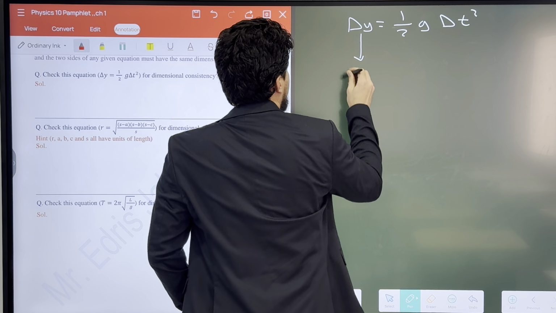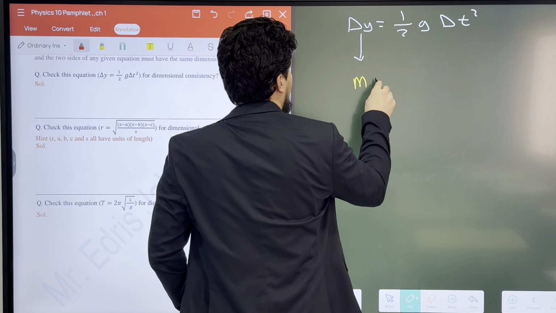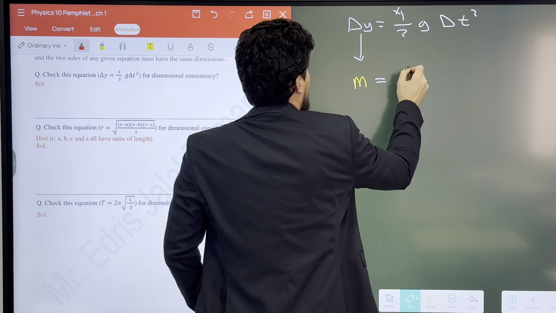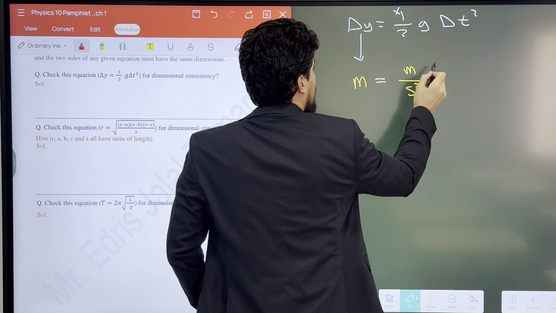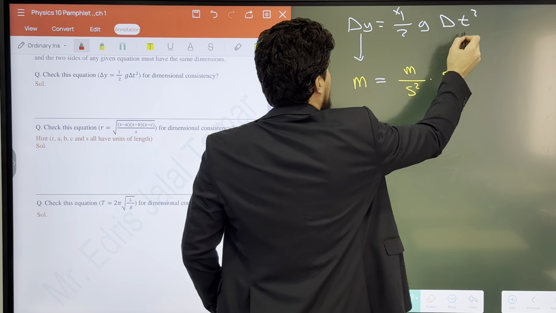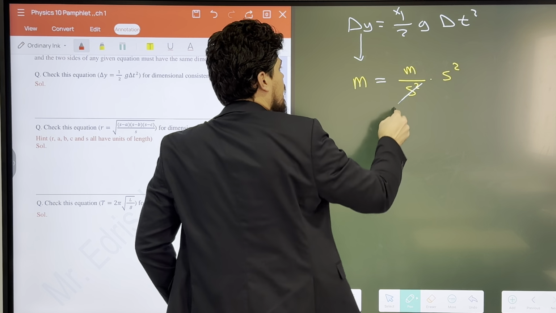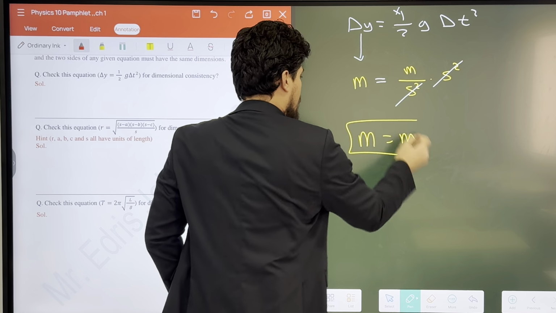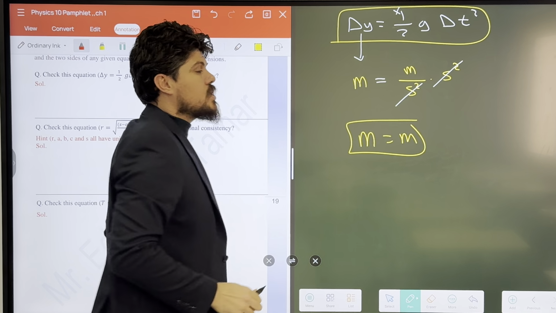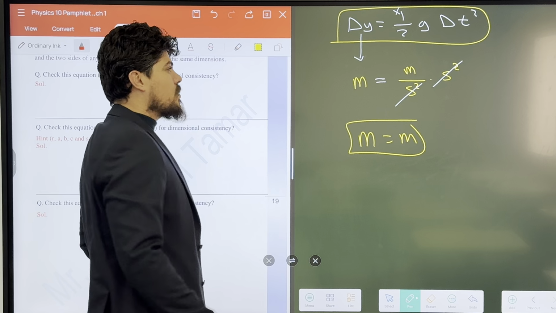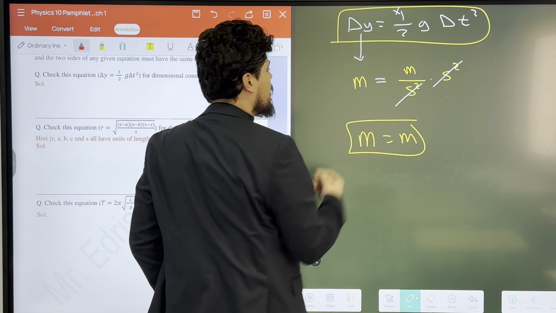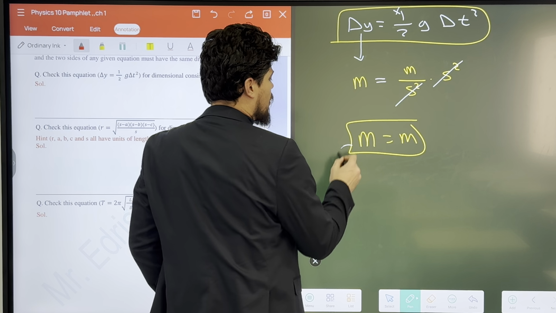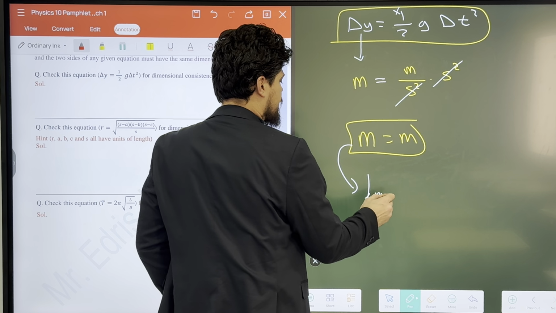Delta y, what is the SI unit of delta y? Meter, is equal to 1 over 2, which has no unit. Gravity, what is the unit of gravity? Meter per second squared. Time, second; time squared, second squared. Second squared with second squared cancel. What remains? Meter is equal to meter. Is this equation consistent? Yes. Why? Because the two sides have the same unit. Meter is the unit for which dimension? Length.